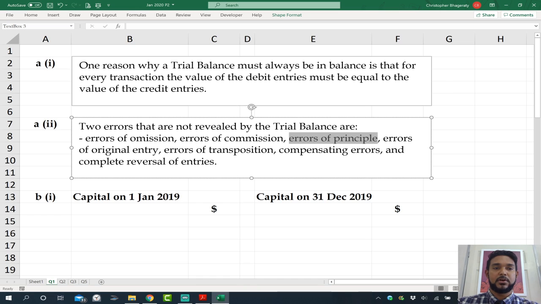Then you have errors of original entry. So this is where the figure that was used for double entry is wrong. But it's wrong on both sides. So you have the same error on both sides, so it balances off.